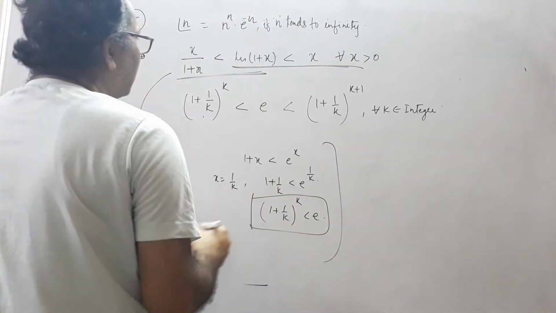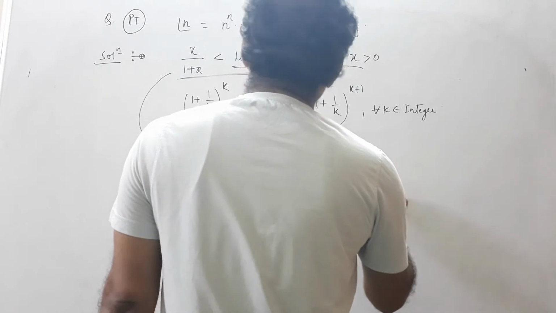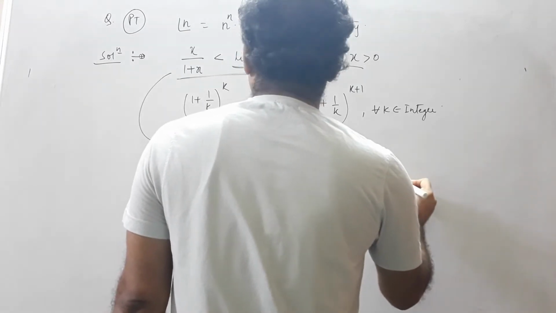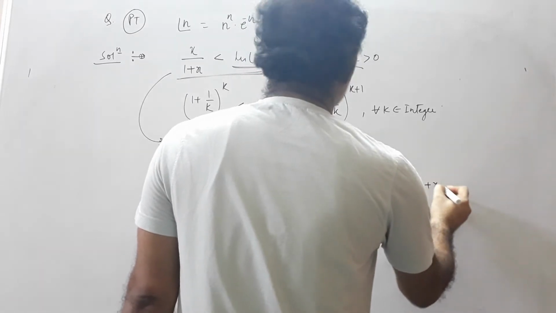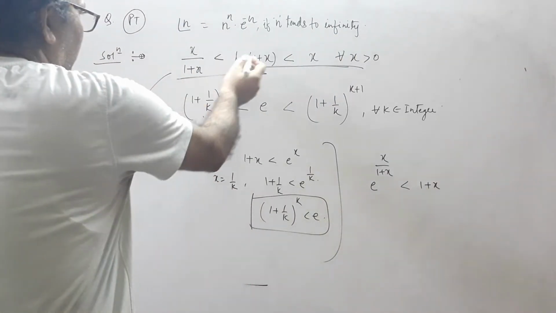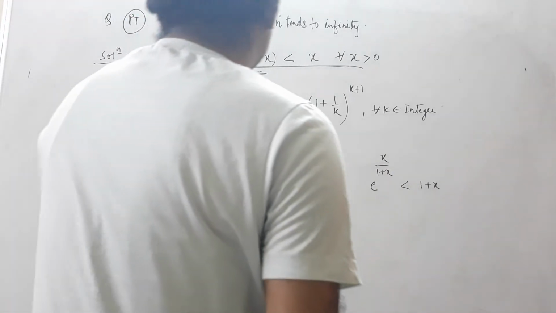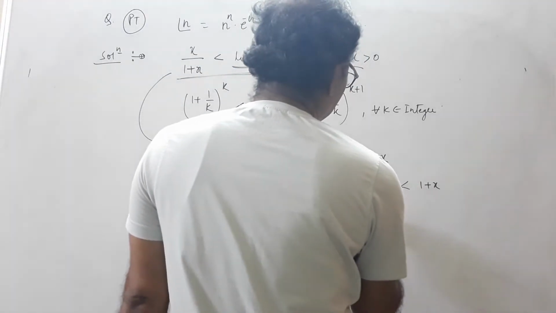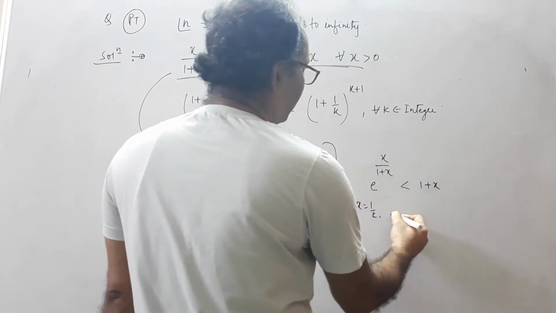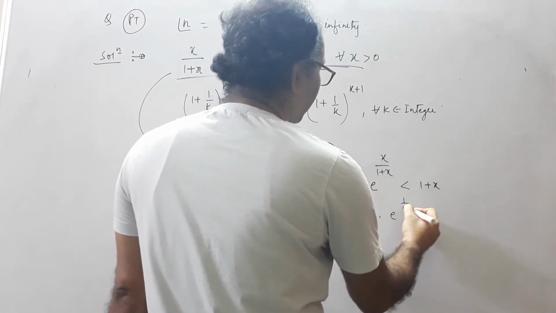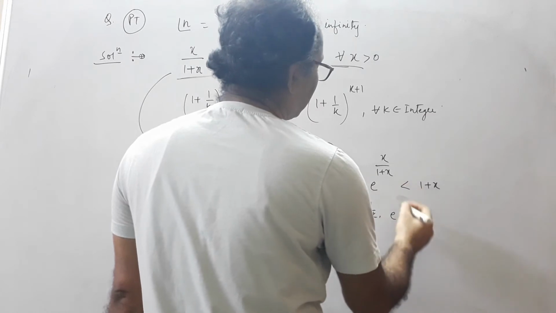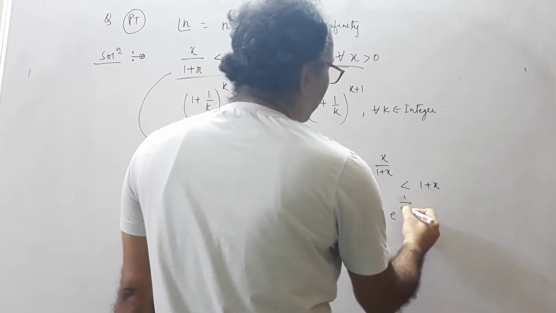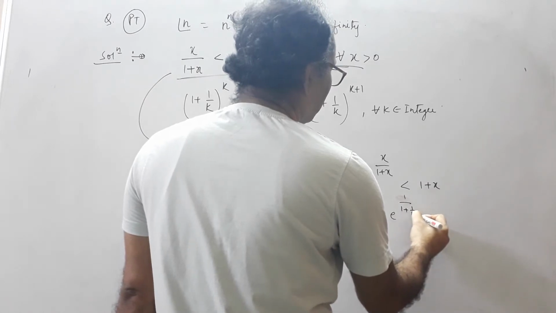Now if we consider the other two, then what shall we get? We shall get e to the power x by (1 plus x) is less than 1 plus x. Both sides are positive, so the inequality is also not going to be altered. Now put x equal to 1 by k, then what happened? We can write this as 1 by (1 plus 1 by k).